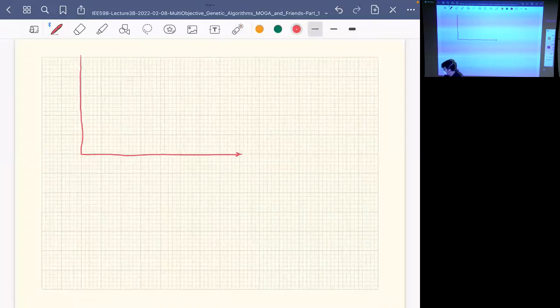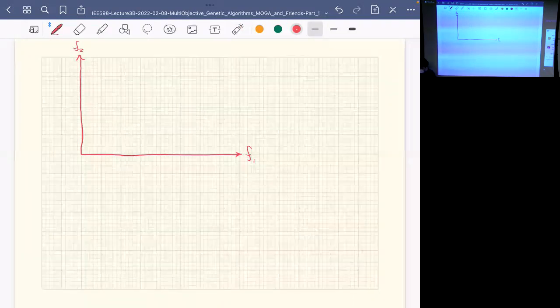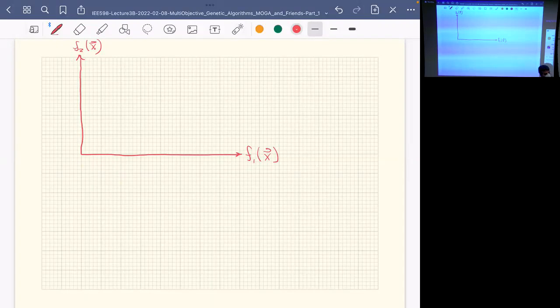In this case, let's say I put F1 on this axis, F2 on this axis, and these could take as arguments an arbitrarily large decision vector. And so now I just do a parametric plot of all possible outcomes I can get for every decision vector. What is F1 versus F2? And what I'll find is that for some decision vector, I get this point here, for another decision vector, this point here, another one here, and so on.